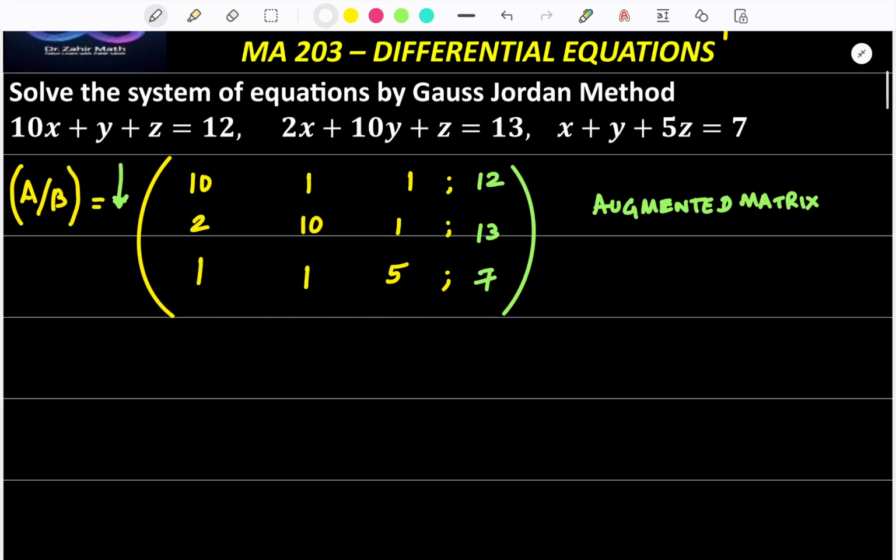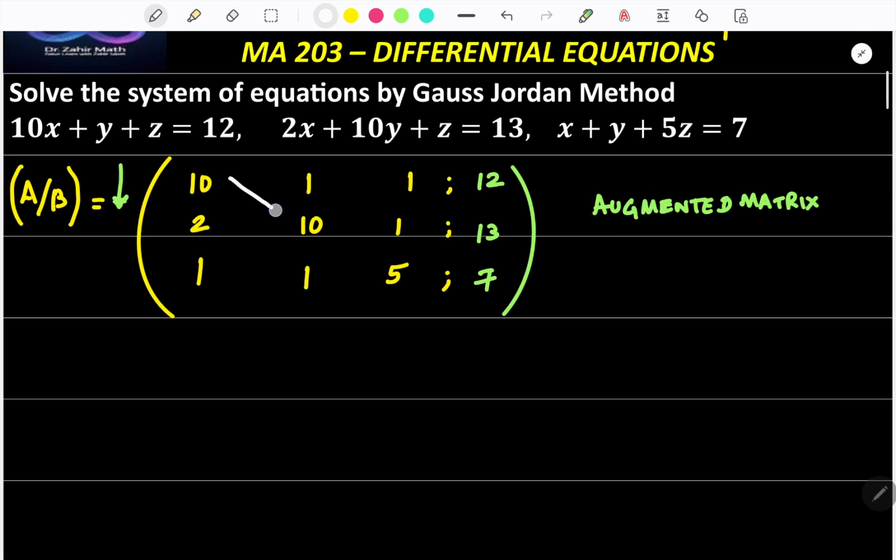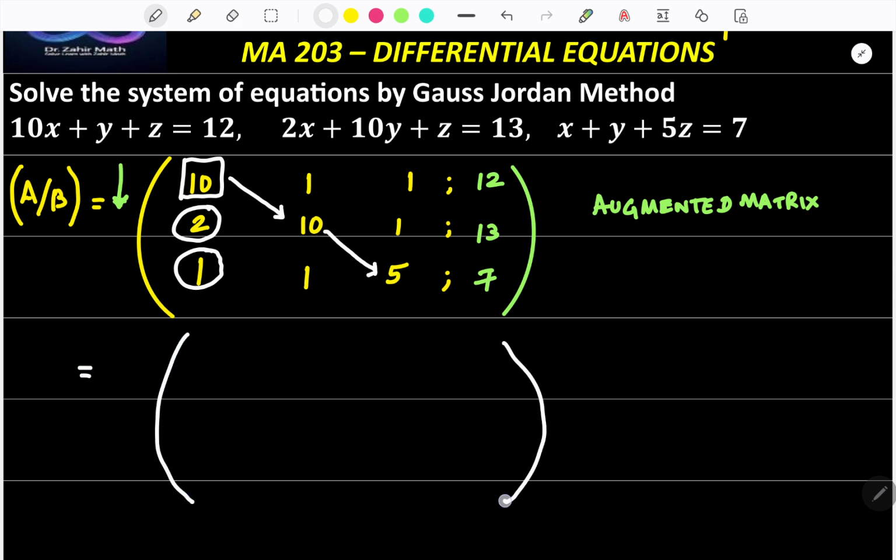So let's go to the question. Locate the leading diagonal. This is the first element in the first row, the second element in the second row, the third element in the third row. Clear, everybody? So what I'm going to do, I'm going to make this element and this element 0 with the help of this element. So this is called the pivot element, right? So this is equal to the matrix, you put it.